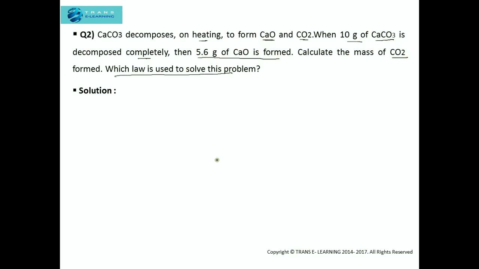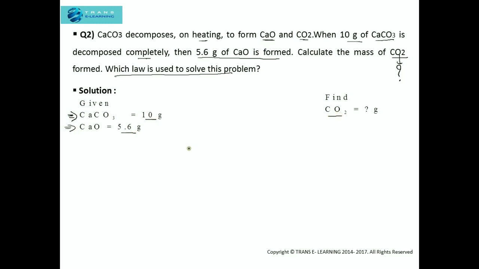In this question, we need to find this missing value, and we need to tell which law we'll be using to solve this problem. So before answering this question, let us follow these steps. The first step is to analyze what is given and what needs to be found. The given values are calcium carbonate, which is 10 grams, and calcium oxide, that is 5.6 grams. And we need to find the mass of carbon dioxide formed.